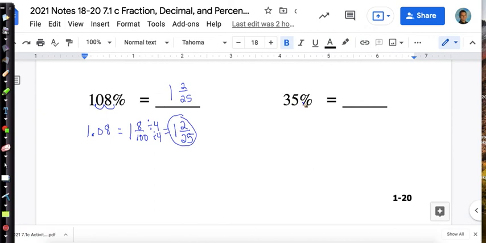So we had 35%, so I don't have a decimal, so I'm going to start at the end and move it backwards 2. So this is 35 hundredths, so I'm going to write the fraction, 35 hundredths. But I notice that that can be simplified. And my divisibility rule for 5 says if they end in a 5 or a 0, I can divide by 5. So I'm going to do that. 35 divided by 5 is 7. And 100 divided by 5 is 20. So my answer is 7/20.